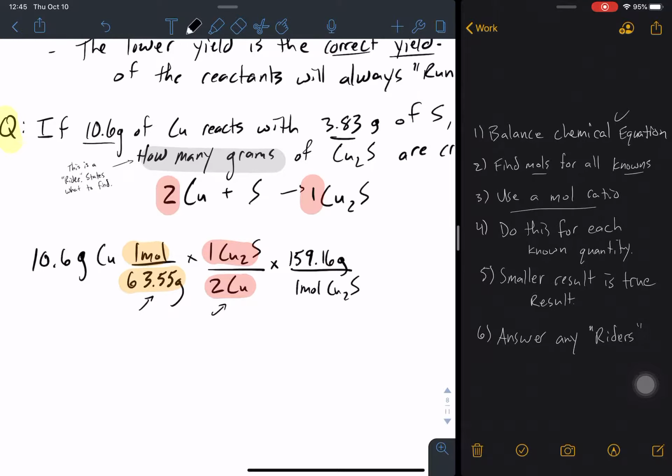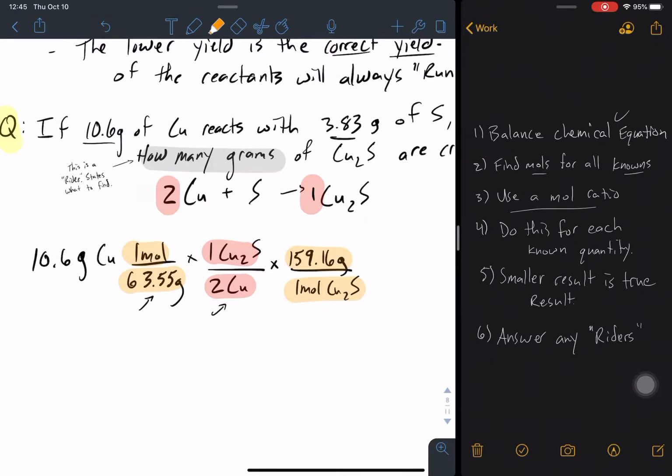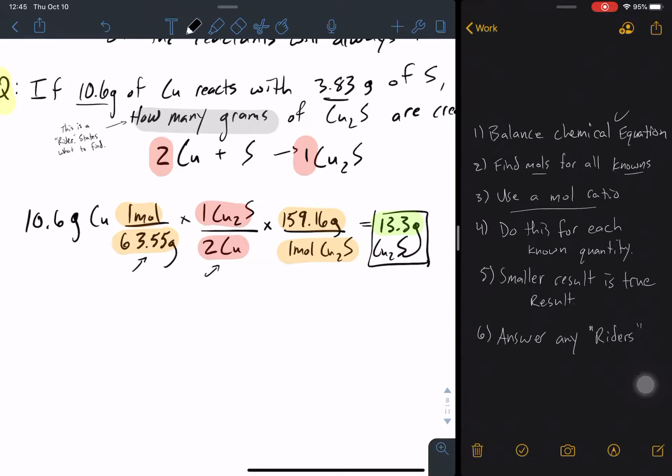And so, as you can see here, that is just another molar mass calculation. As we go through, 10.6 divided by 63.55 times 1 divided by 2, and multiply all of that by 159, which gives me an answer of 13.3 grams of Cu2S. Okay. Now, we might think that we're done, but did we make 13.3 grams? We actually have to do this for both. So we have to do this for each known quantity.